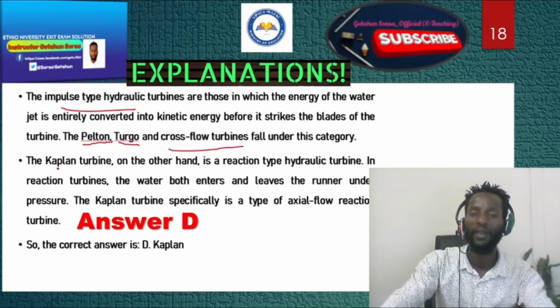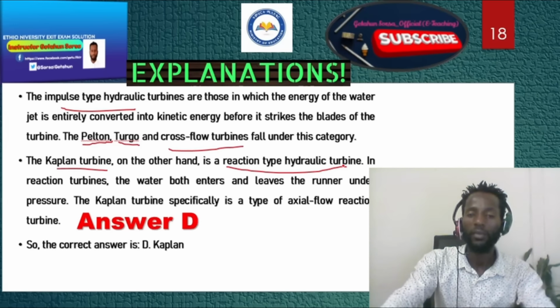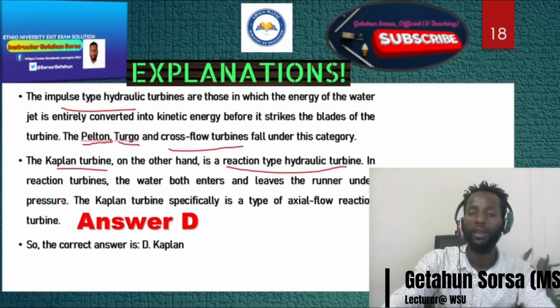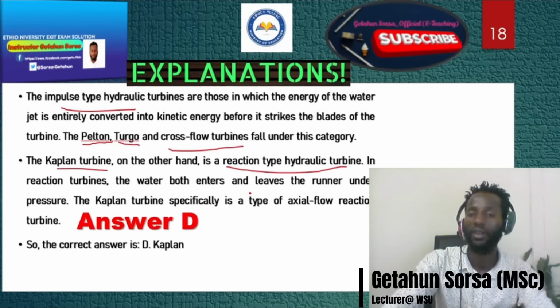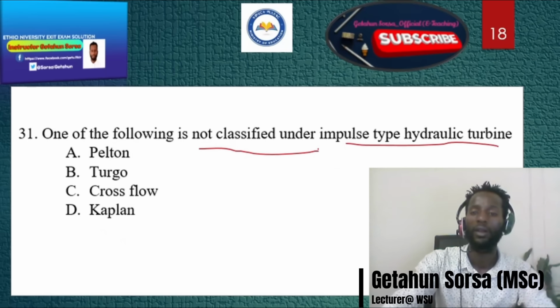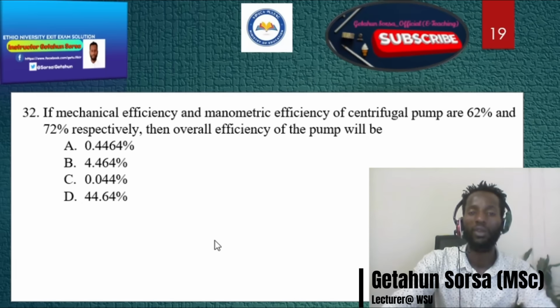The Kaplan turbine, on the other hand, is a reaction type hydraulic turbine. In this type of turbine, the water both enters and leaves the runner under pressure. The Kaplan turbine is especially a type of axial flow reaction turbine. So the correct answer is that the Kaplan turbine is not classified under impulse type hydraulic turbines. Let's move to the next question.